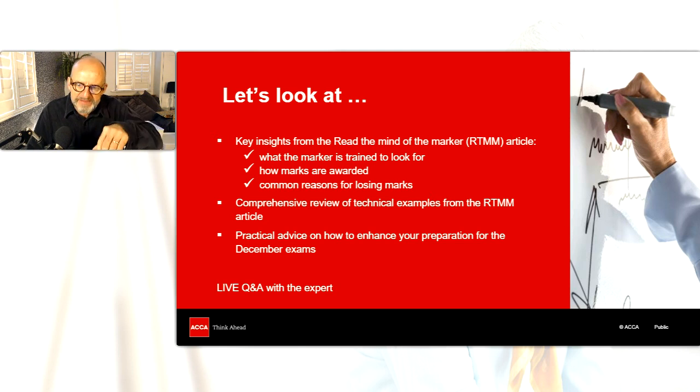After that, I'm going to go a little bit deeper into some of the technical examples that you get in Read the Mind of a Marker. And then I'll summarize by giving you some practical advice on what is the best way to prepare for your SBL exam. And then please, if you have any questions as I'm talking, just send them in the Q&A, because we're going to conclude with a live Q&A session. But obviously, I will pick up any questions that you submit during the course of my presentation, so I can clear up any queries which you may have.